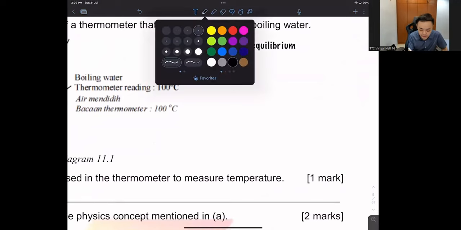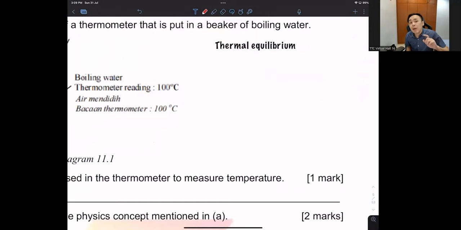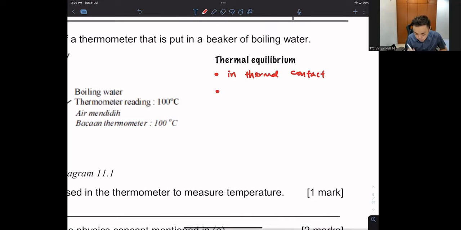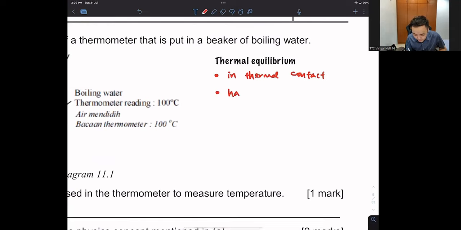And yes, they do ask in the exam, you know, they will ask you what is thermal equilibrium. Thermal equilibrium actually has no definitions. So whenever they ask what is the meaning of thermal equilibrium, simple, you list them down. Thermal equilibrium occurs when two objects, first thing first, are in thermal contact. And then second point, two objects in thermal equilibrium have the same temperature and no net heat flow between them.